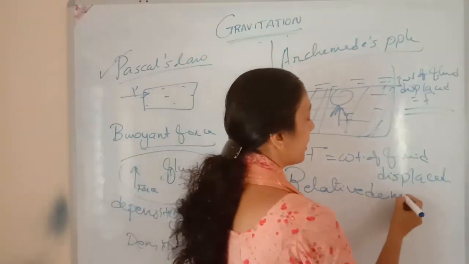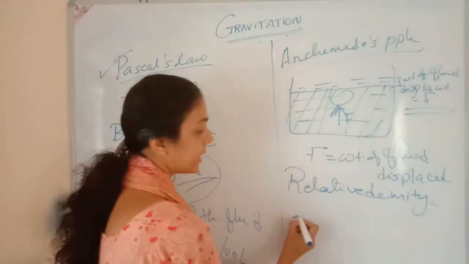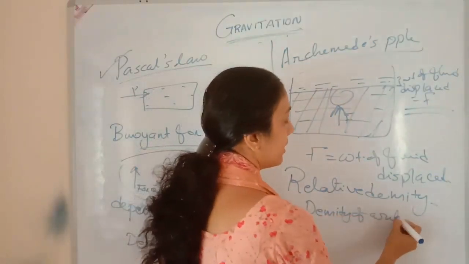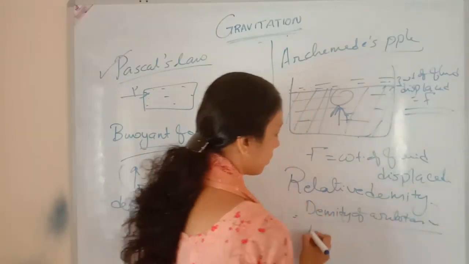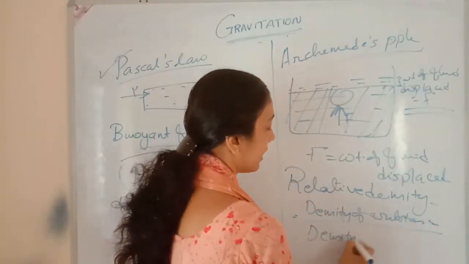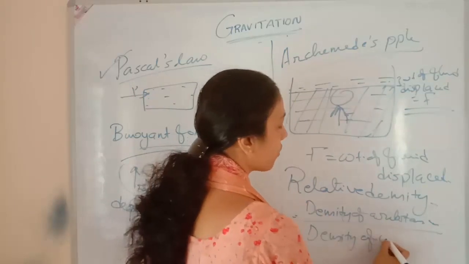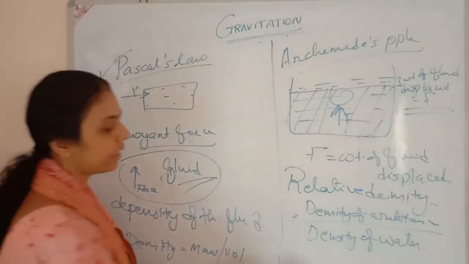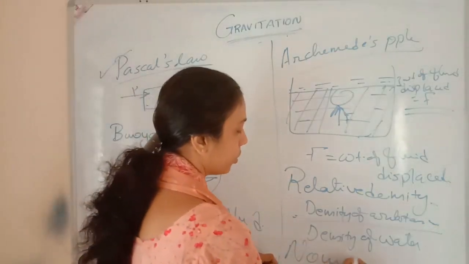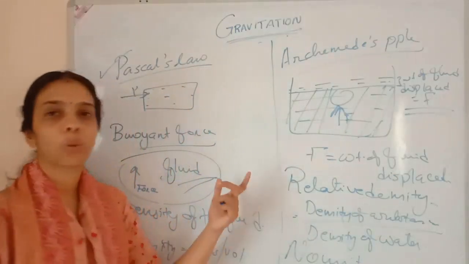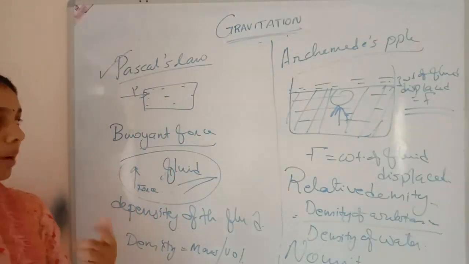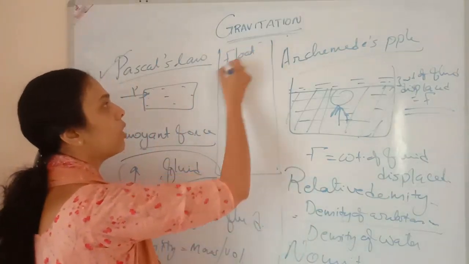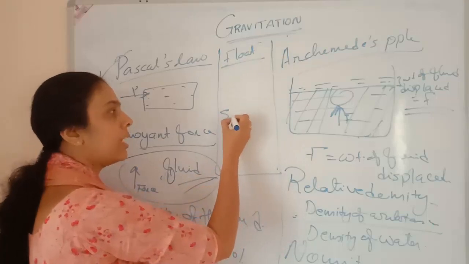What is meant by relative density? Relative density is the density of a substance relative to the density of water. It does not have any unit, because it is density by density, right? So it has no unit. And one more important thing over here: when the object will float or when the object will sink.